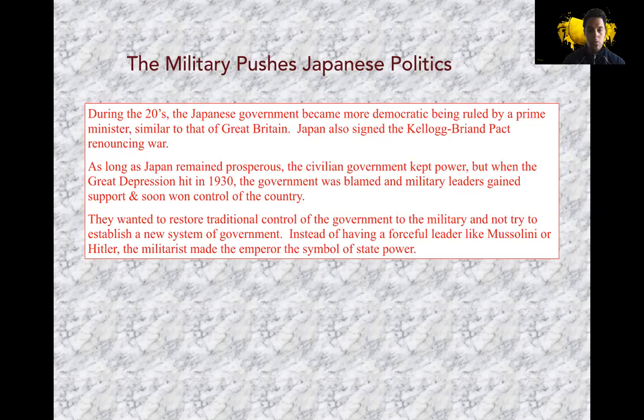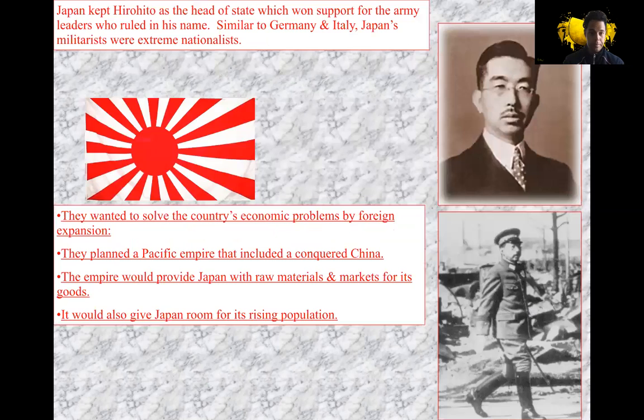What they wanted to do was restore traditional control of the government to the military and try to establish a new system of government. But instead of having a forceful leader like Mussolini or Hitler, the militarists would promote a symbol of state power under the guise of the emperor. And that emperor's name was Hirohito. So he would win the support of the army, and the leaders of the army would rule in his name.